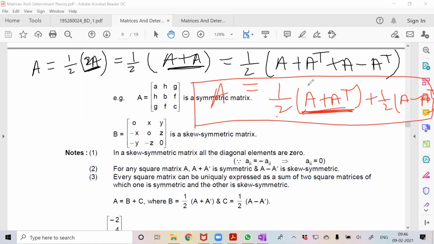A plus A transpose is symmetric. You multiply by half, again it will be symmetric. A minus A transpose, you multiply by half, again is skew symmetric. Half is there because you want to get A. So A can be written as half of A plus A transpose plus half of A minus A transpose.